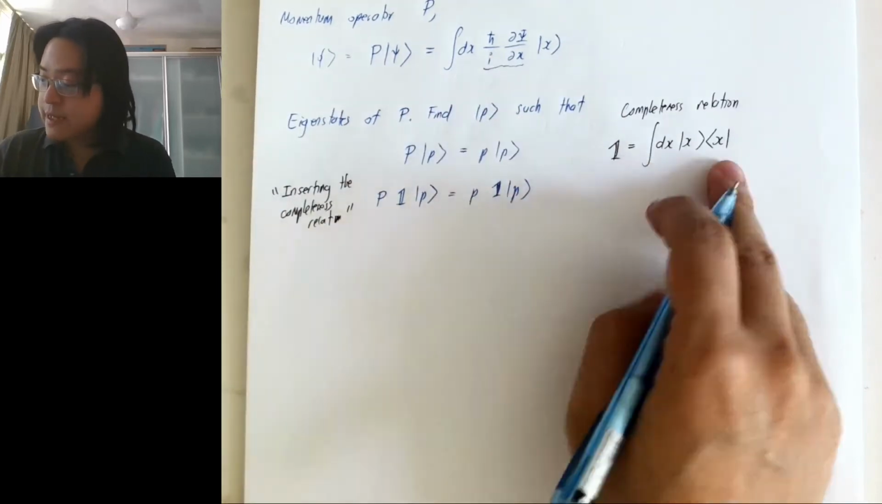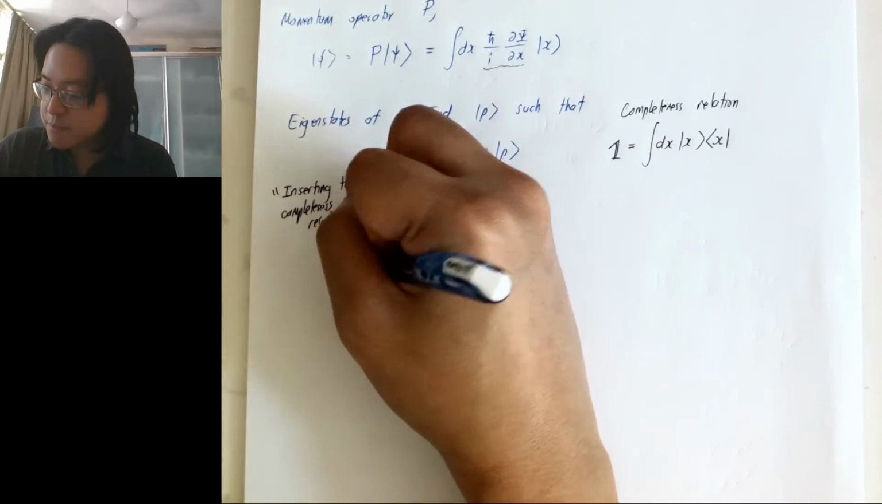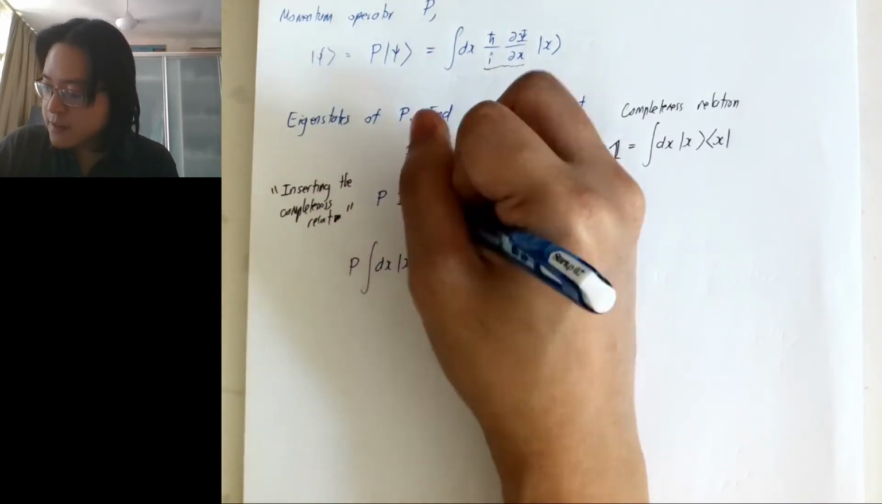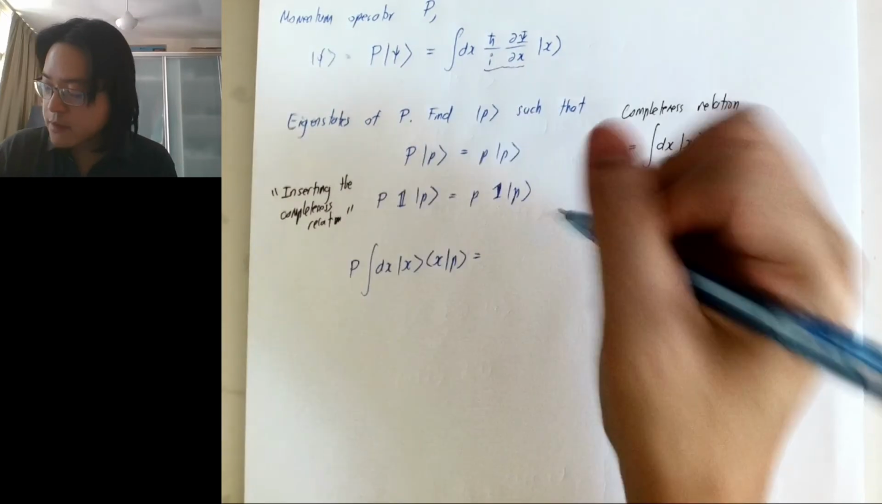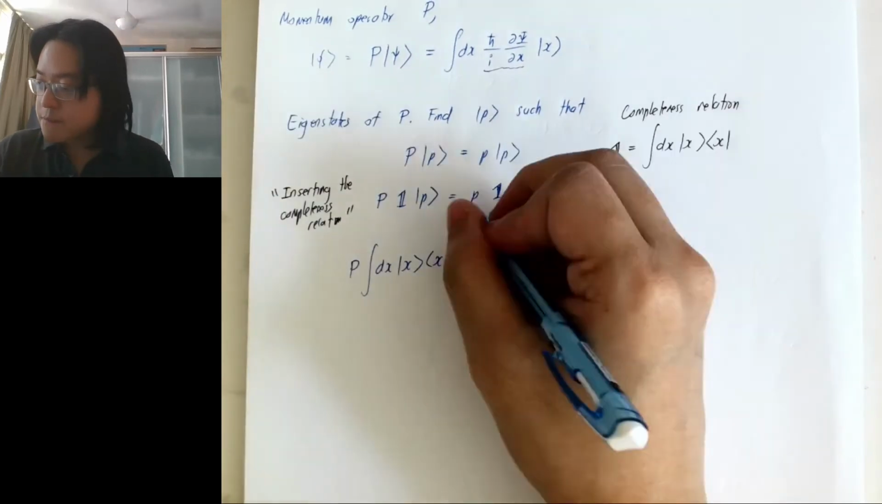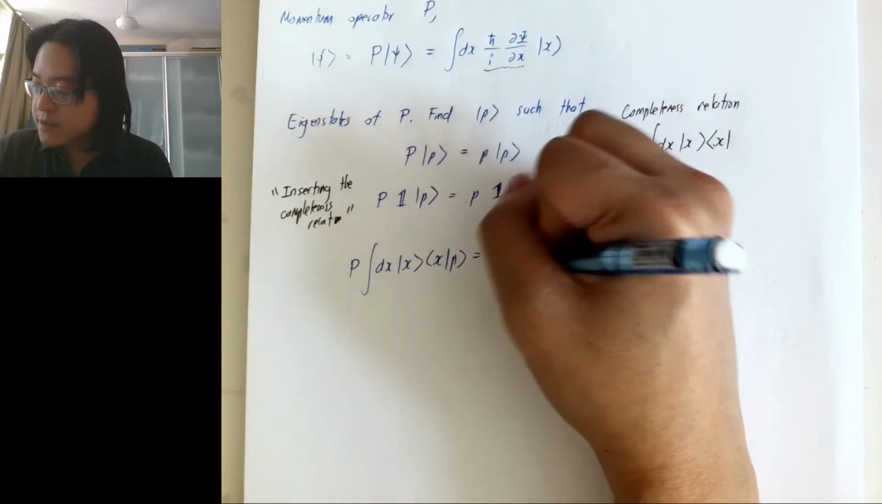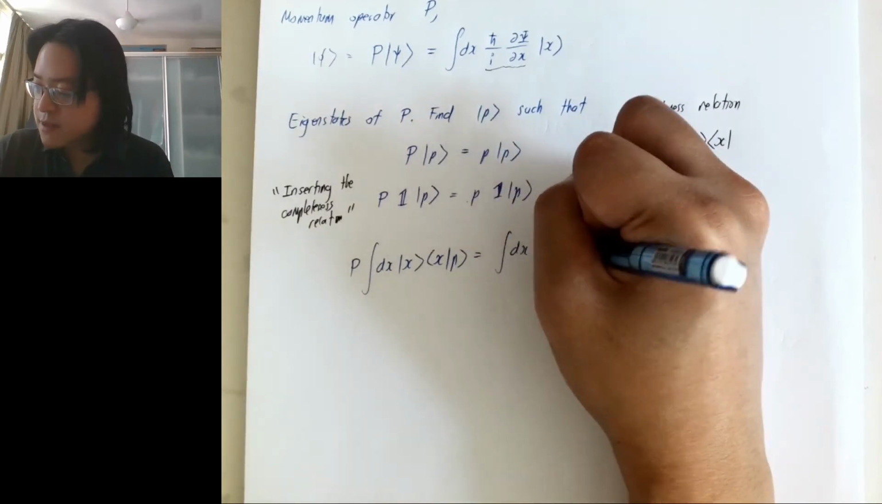So 1 is equal to this, right? So it is the integral dx, ket x bra x, and then the |p> is at the back, right? And then, well, this p is a scalar number, and this is an integral of x. So scalar number, so I'll just put it here.